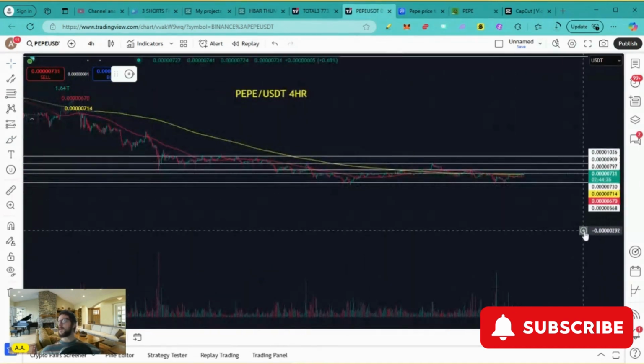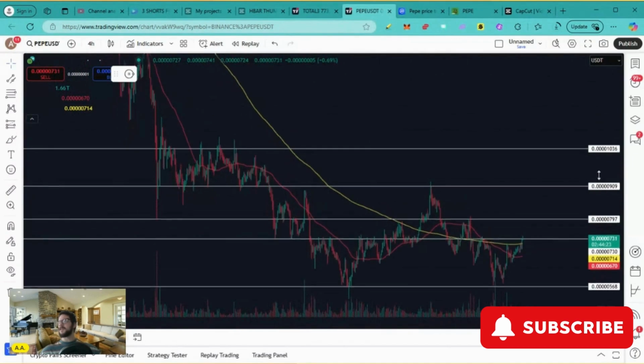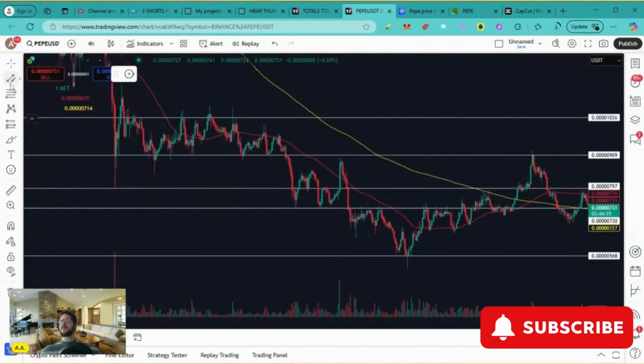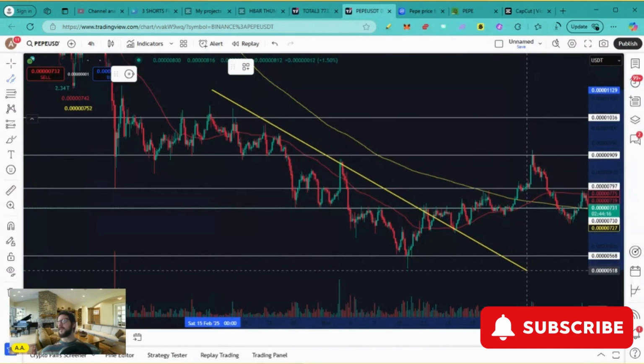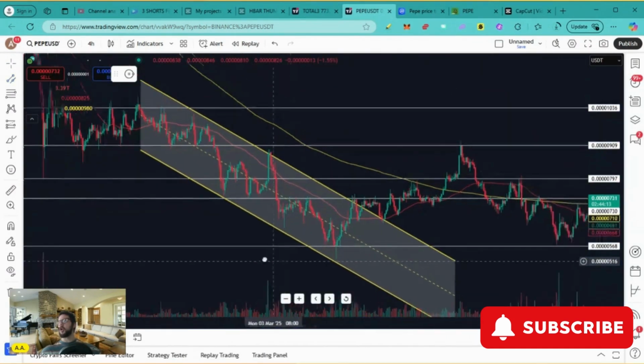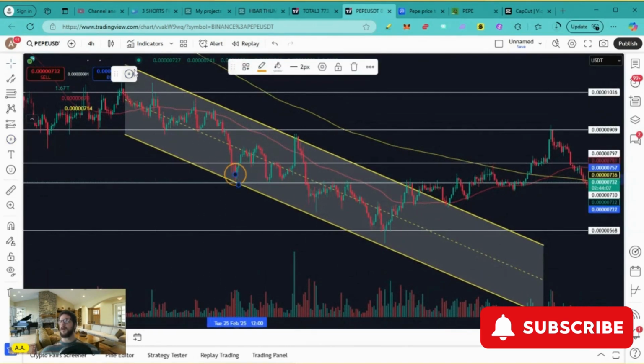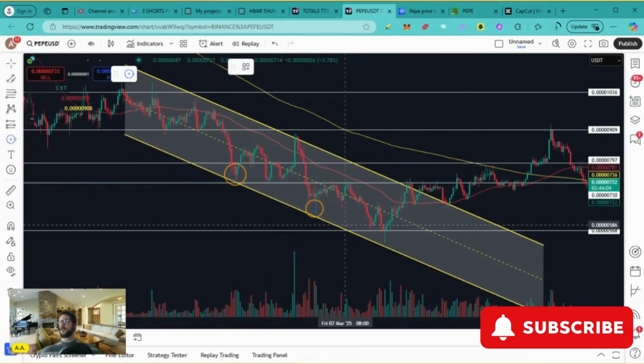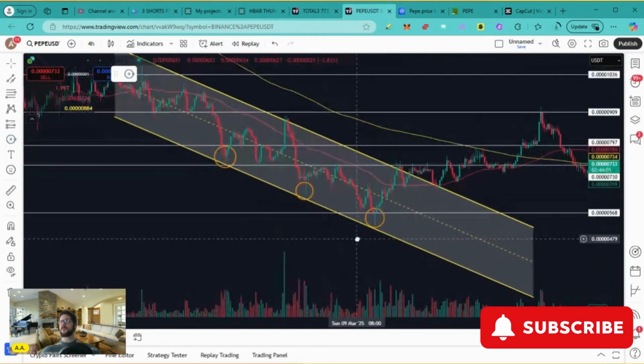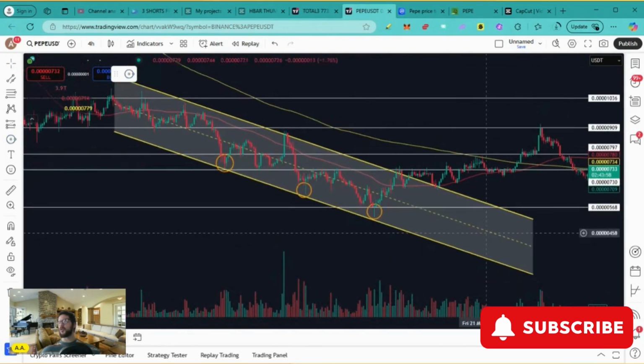If we zoom in all the way down here, we see that recently PEPE had been moving inside this descending channel that I have here on the chart. We have this lower descending yellow trend line that has been acting as support. As you see, we had a bounce here, another bounce here, another bounce over 2 touches. Therefore, that's a very valid support trend line.